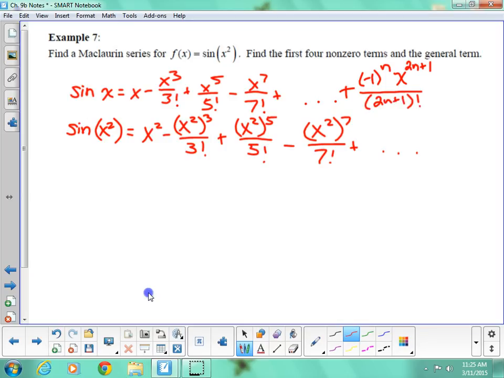Does that work? Plug in 0, 1 factorial, 1. Plug in 1, 3 factorial. Plug in 2, 5 factorial. Got it.